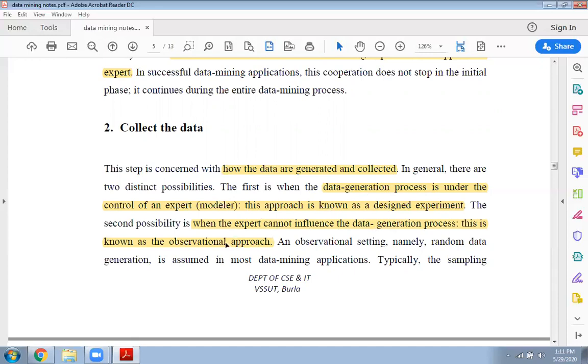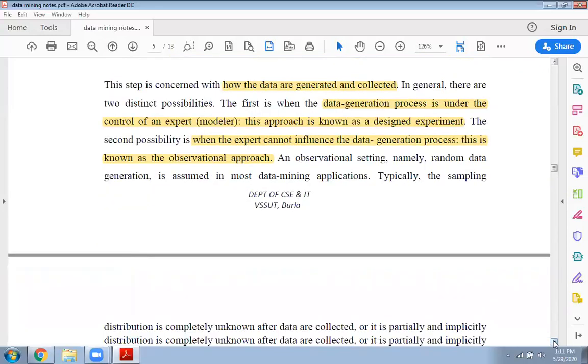For example, COVID data. Suppose one is working on COVID data. That expert does not have an influence on the COVID data. The data may come, the data may not come, the data may be accurate, the data may be inaccurate. The number of features, the number of parameters present in the generation of data. So data may be present in two forms, the form of a designed experiment and the form of an observational approach. Whatever the form, we need to collect the data.